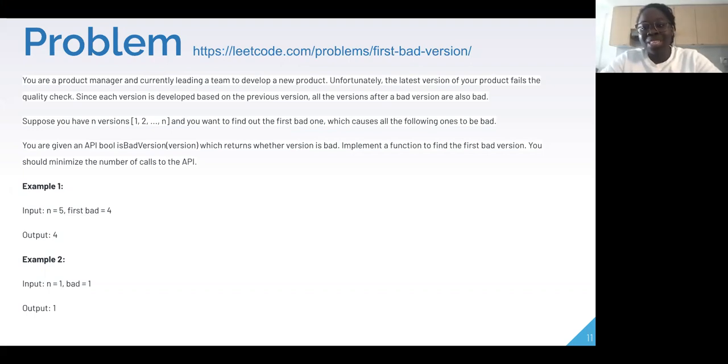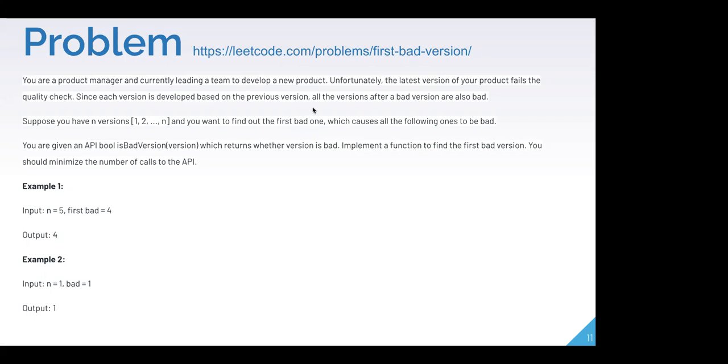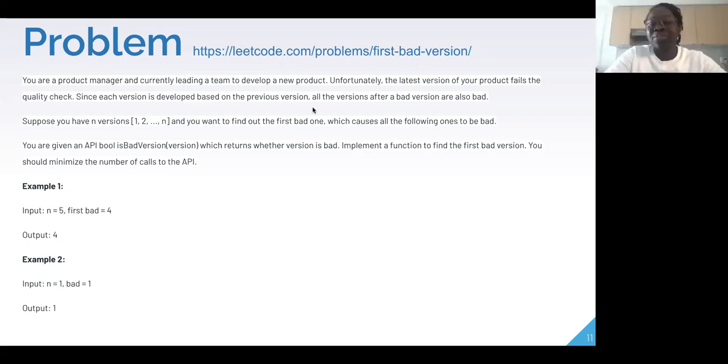Question for you. What if that first bad version is at the end? So let's say I have 10 versions, meaning my n was 10. And the first bad version was actually 10, the 10th one.